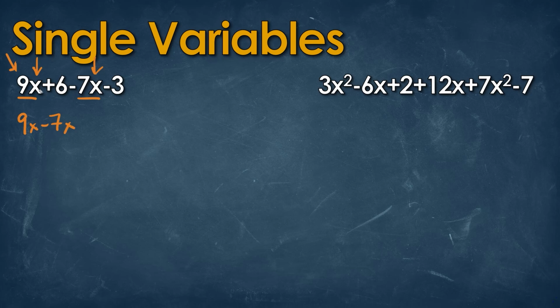So we have two instances of a value with x. We group those together, and then we group the constants. We have 6 and we have -3. So we group those next to each other. Now what we do is add or subtract these together.